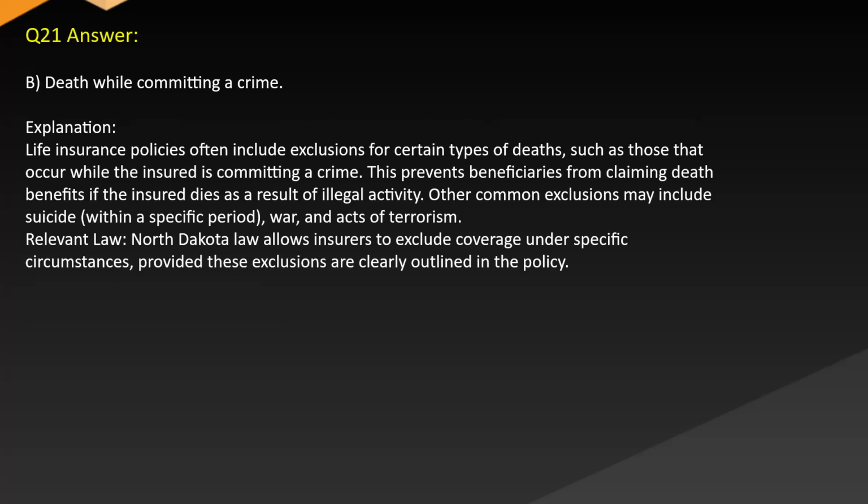Answer: B. Death while committing a crime. Explanation: life insurance policies often include exclusions for certain types of deaths, such as those that occur while the insured is committing a crime. This prevents beneficiaries from claiming death benefits if the insured dies as a result of illegal activity. Other common exclusions may include suicide within a specific period, war, and acts of terrorism. Relevant law: North Dakota law allows insurers to exclude coverage under specific circumstances, provided these exclusions are clearly outlined in the policy.